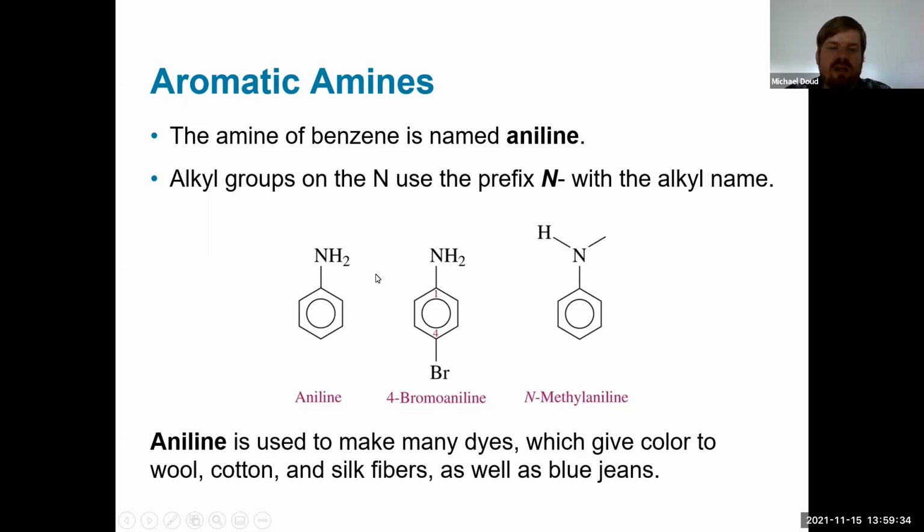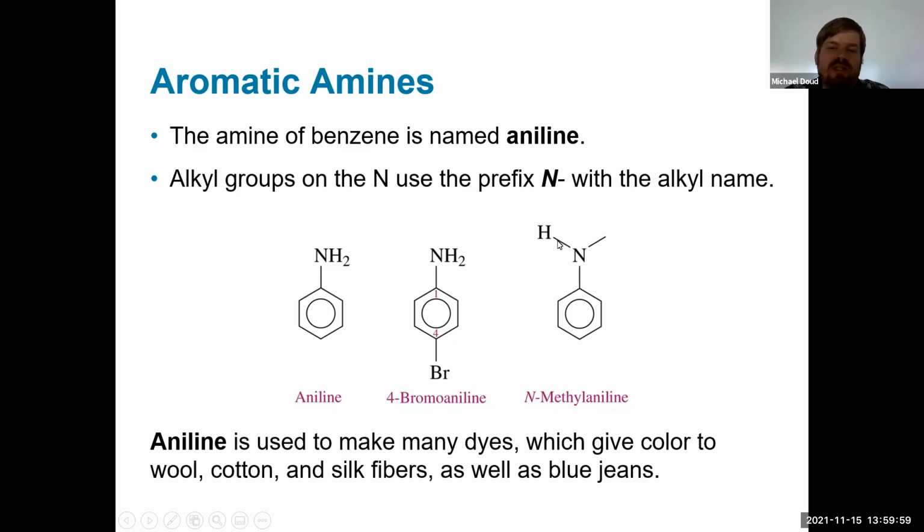So aniline here, we would name it just like anything. If we have a substituent on the aniline, we know that we have to name the carbon on the ring that's bonded to the nitrogen as carbon 1, and then we number it from there. So for example, here, the bromo is on carbon 4, so we number 1, 2, 3, 4. This would be called 4-bromoaniline.